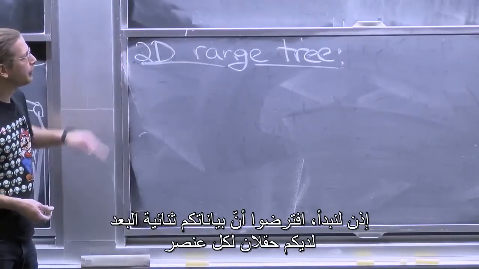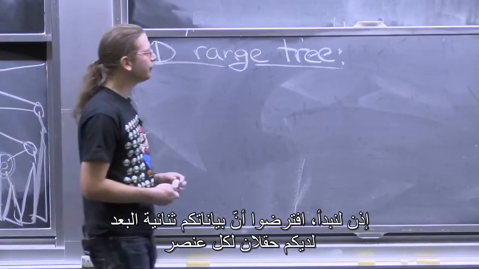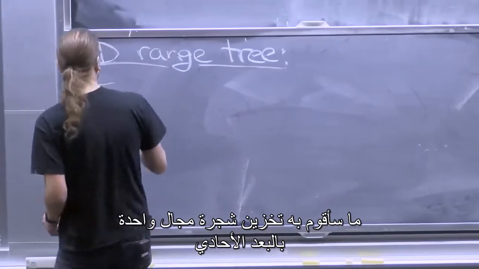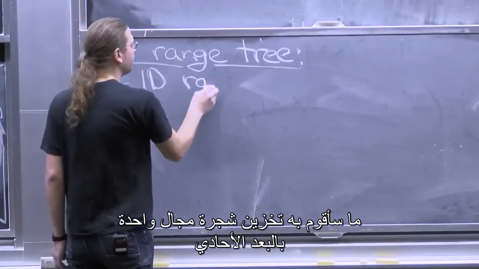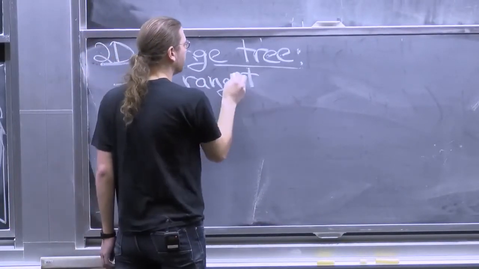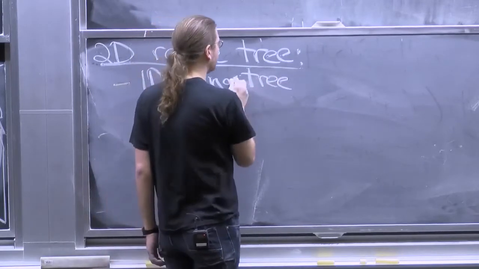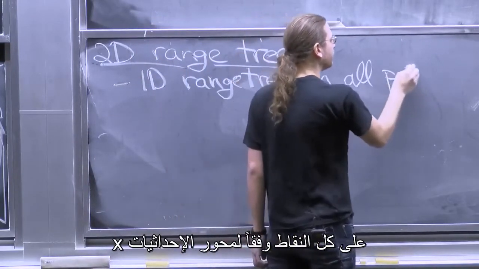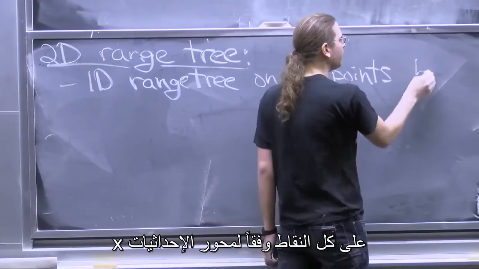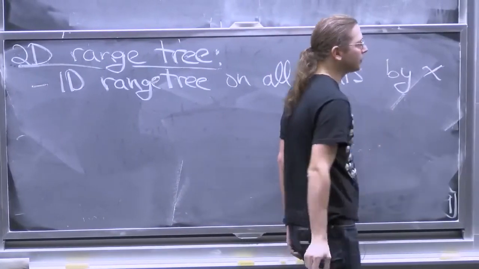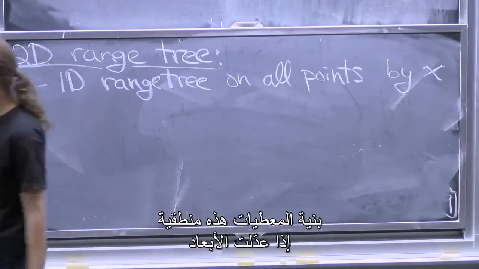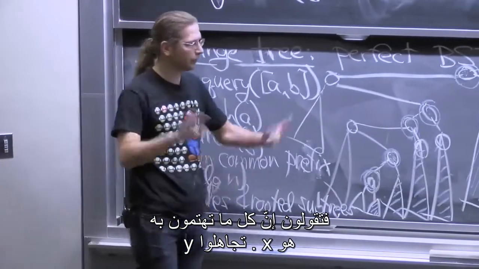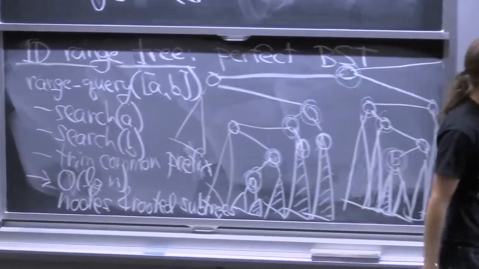OK, but let's start. Suppose your data is just 2-dimensional. You have 2 fields for every item. What I'm going to do is store a 1D range tree on all points by x. So this data structure makes sense if you fix a dimension. You say x is all I care about. Forget about y. Still have my point set?